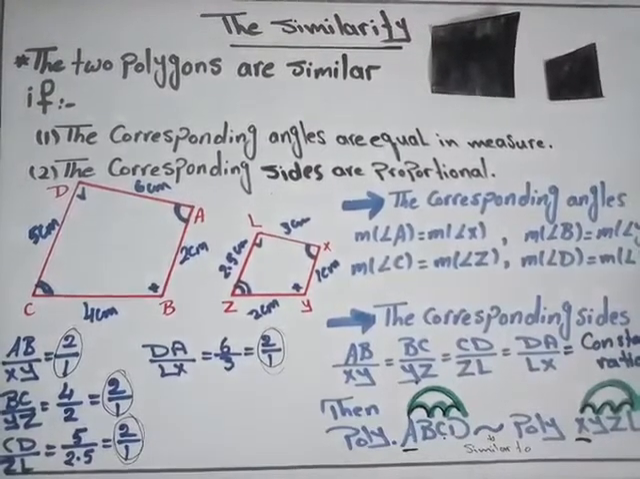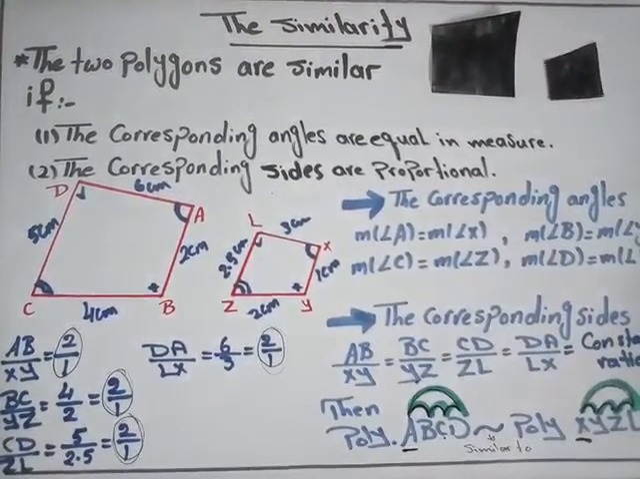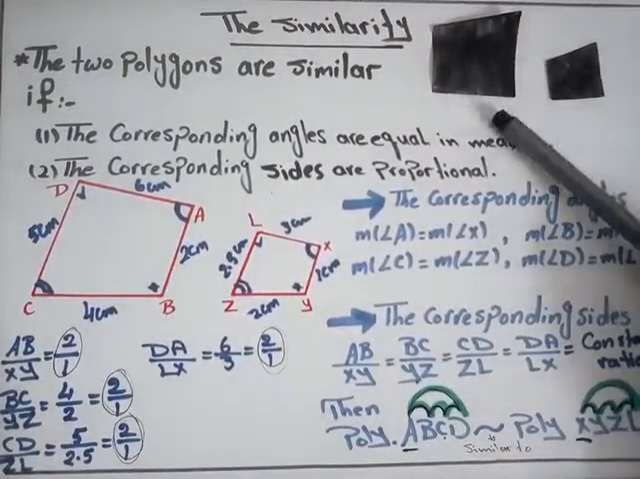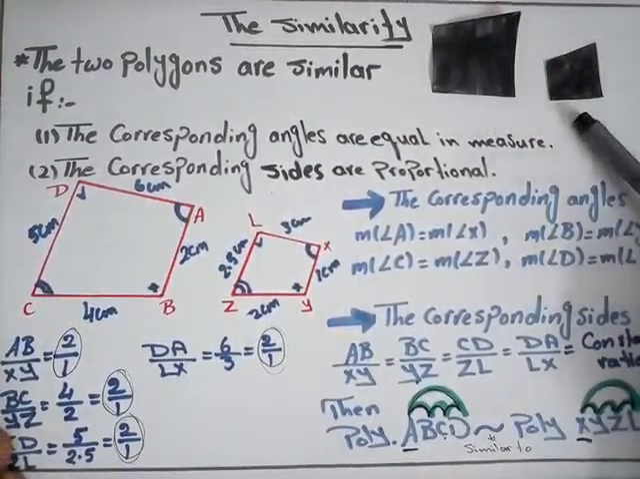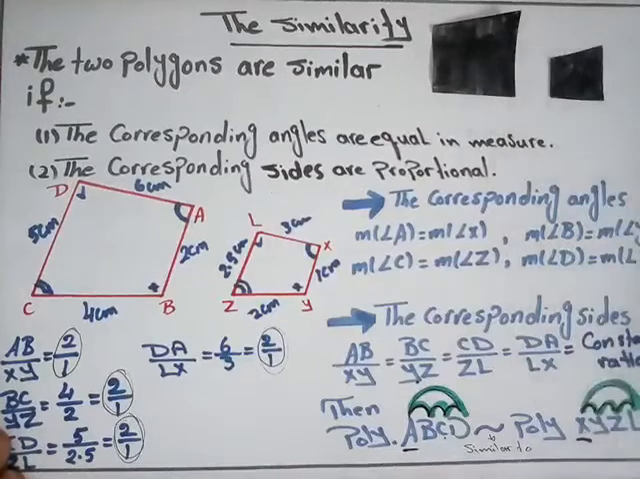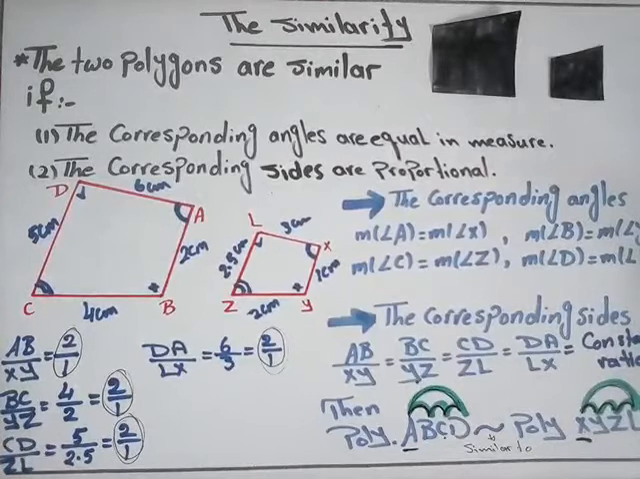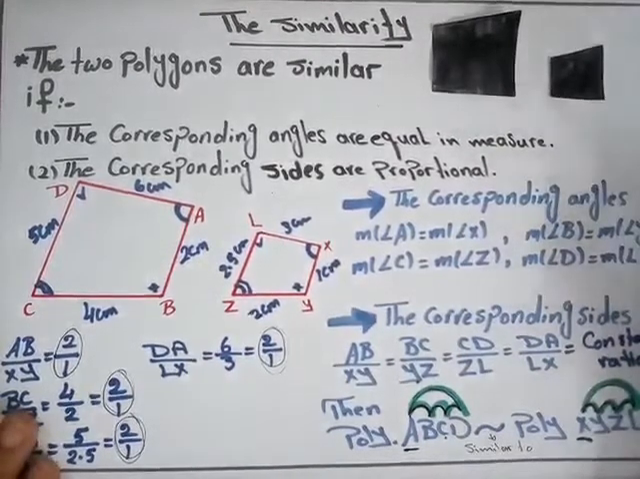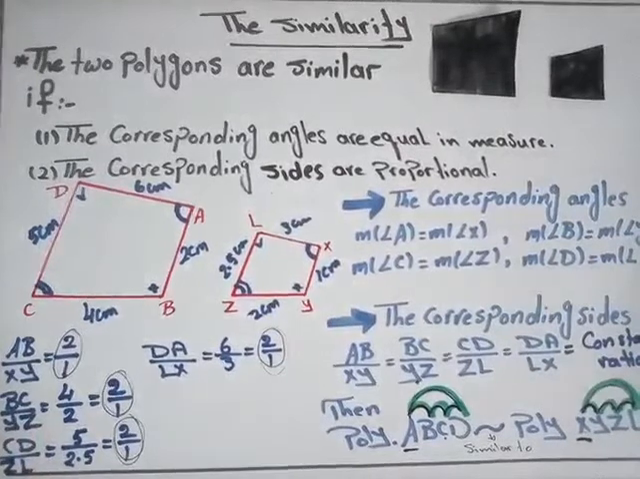Hello Middle 2. Our lesson today is about similarity. Let's study the similarity of two polygons. If we have a polygon and we minimize it into another polygon, then these two polygons must have the same shape but not the same side lengths. Then these two polygons are called similar polygons.